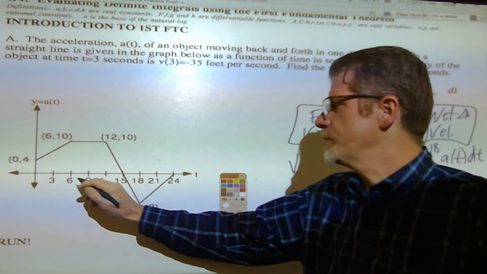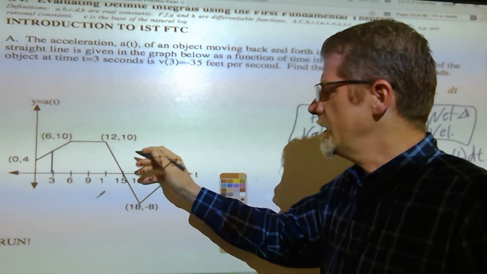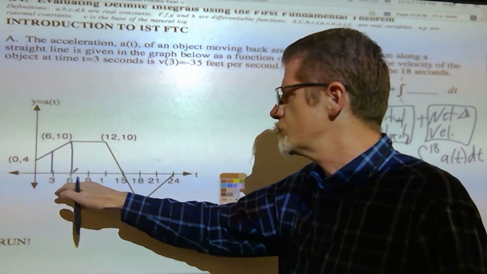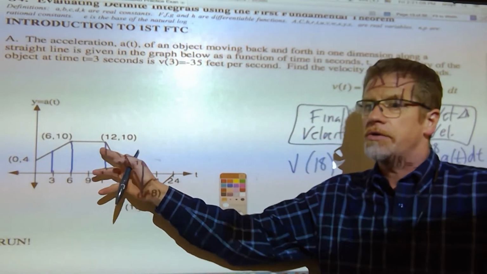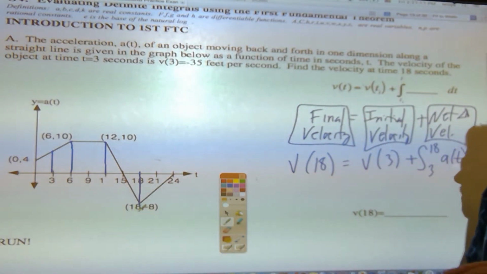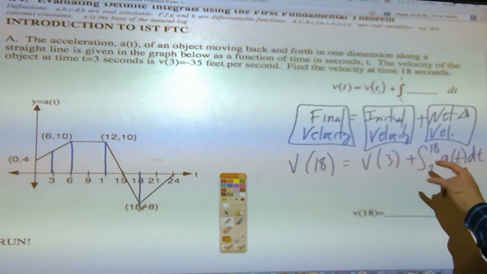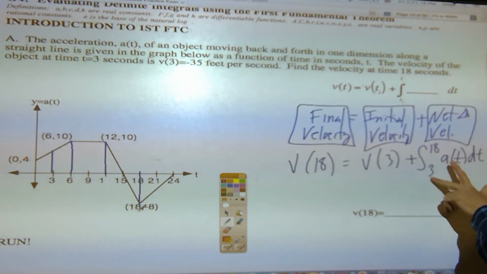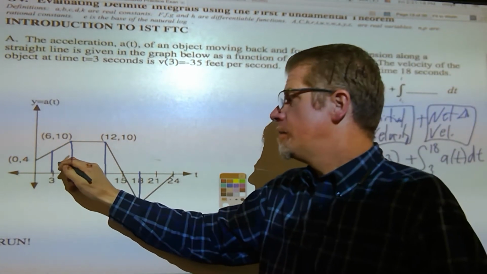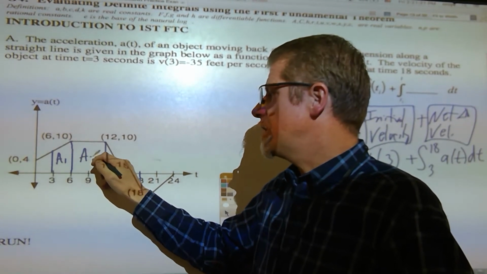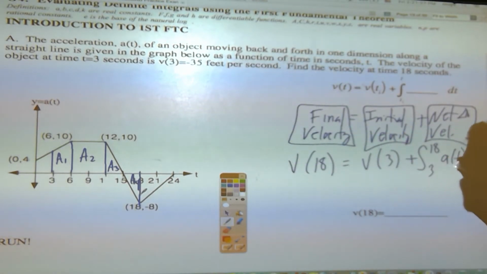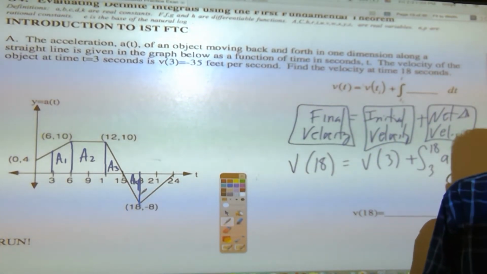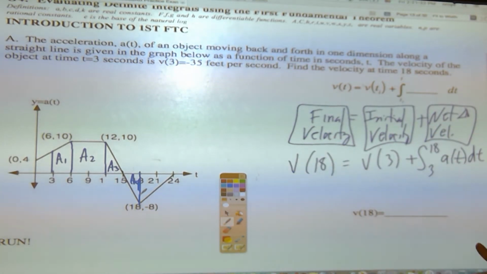So here we go. We got to get from 3 to 18. So we're going to remember our geometry skills for finding areas of trapezoids, rectangles, triangles. So there it is. Take some time to find not the total area, but the net area by doing the right thing mathematically with area 1, area 2, area 3, and area 4. So once again, I'm going to pause the camera while you do some geometry to approximate this net change.